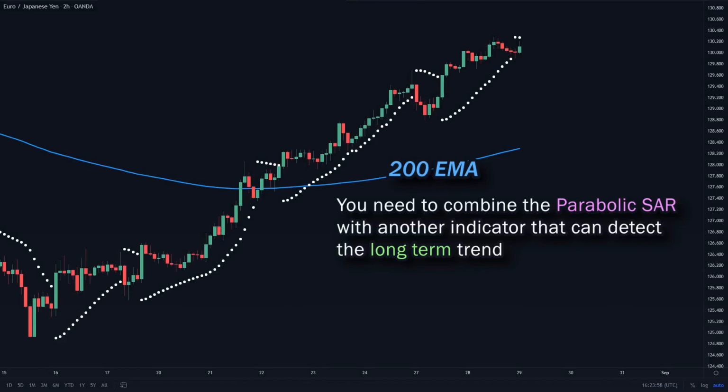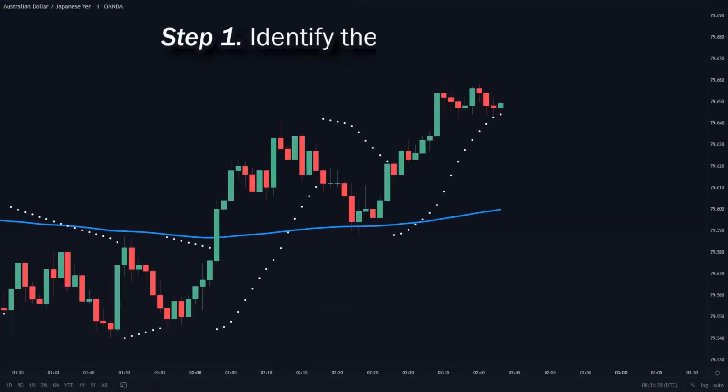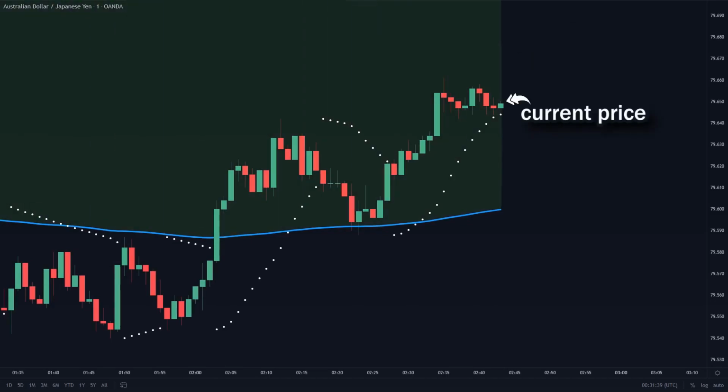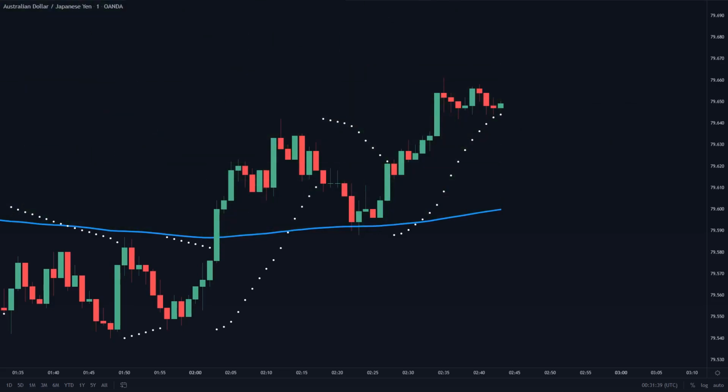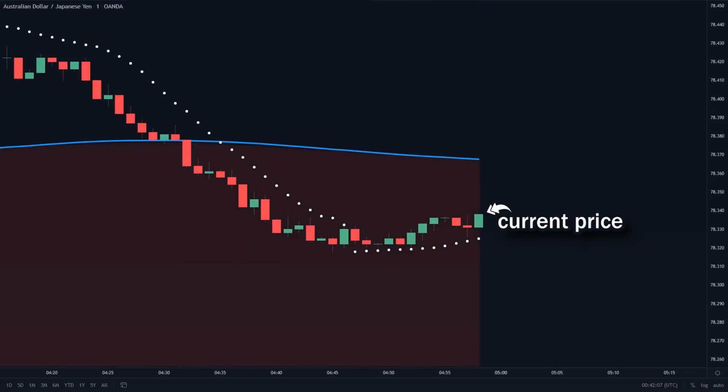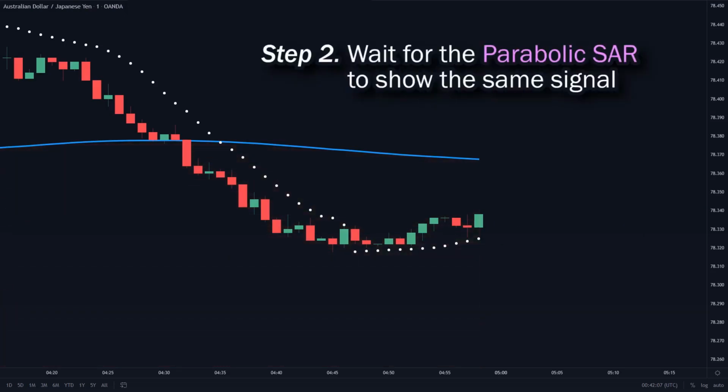So here's how the full strategy would work. The first step is you want to identify the long-term trend. And you can do that by looking at the position of the price relative to the 200 EMA. For example, if the price is above the 200 EMA, it indicates that the long-term trend is up. And if the price is below the 200 EMA, it indicates that the long-term trend is down. Now, once you've identified the long-term trend, the next step is you want to wait for the Parabolic SAR to show the same signal as the long-term trend.